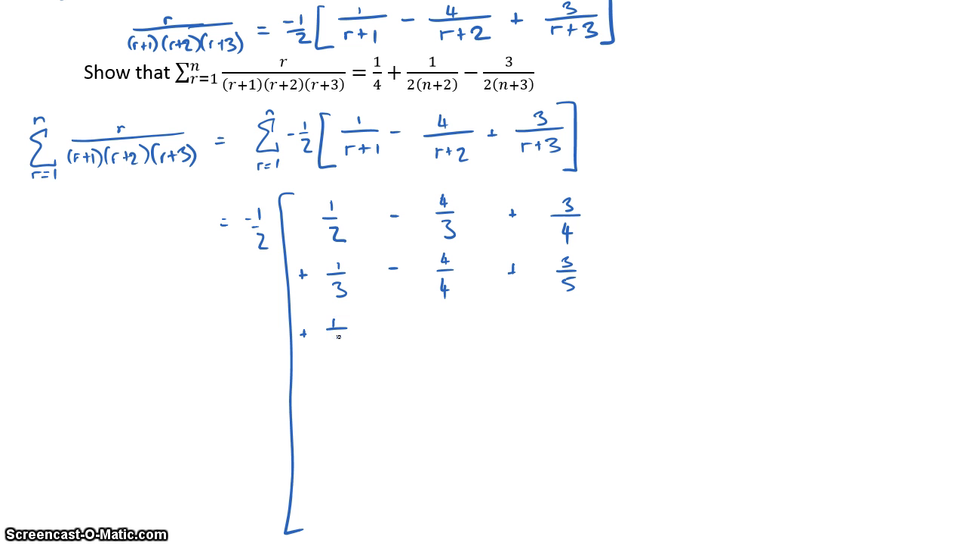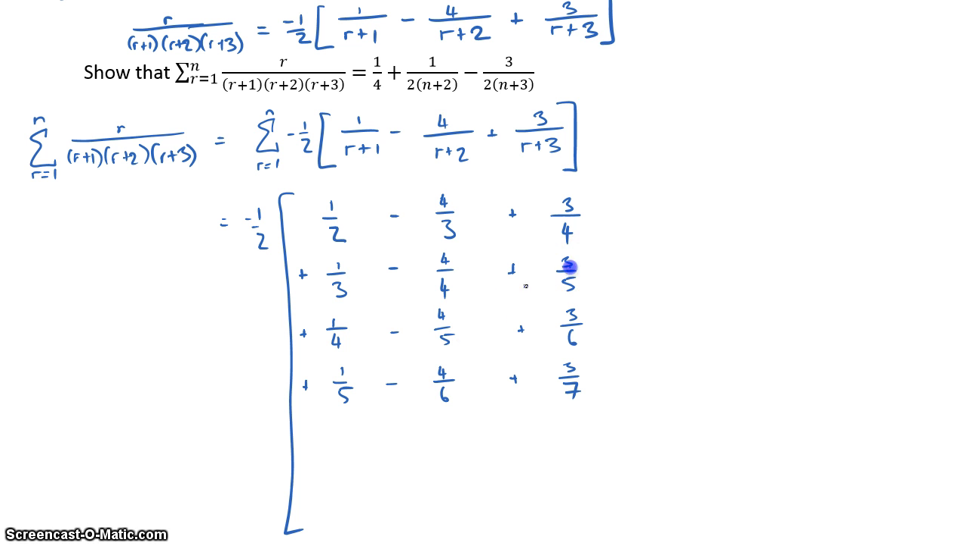r equals 3, I get 1 over 4 minus 4 over 5 plus 3 over 6. And again, maybe just one more so that we can definitely see it, although I'm sure you may have seen it by now. I'd get 1 over 5 minus 4 over 6 plus 3 over 7. So can you see how this row, a quarter minus 4 quarters plus 3 quarters, these three terms would sum up to give 0.